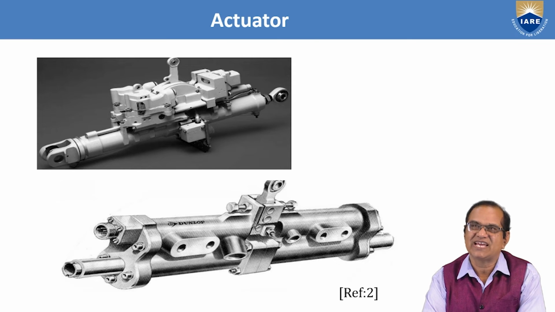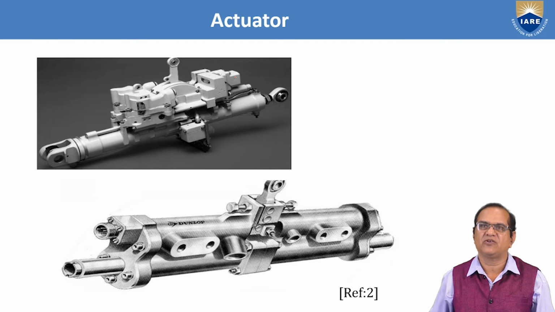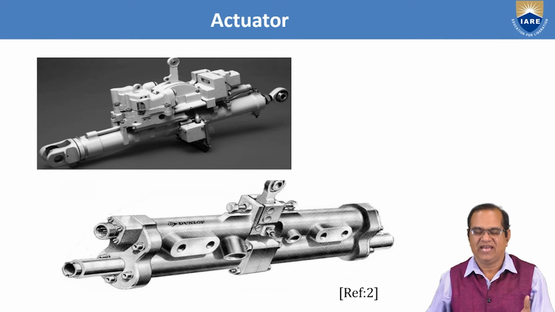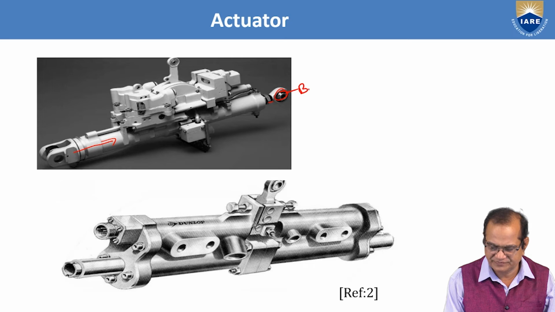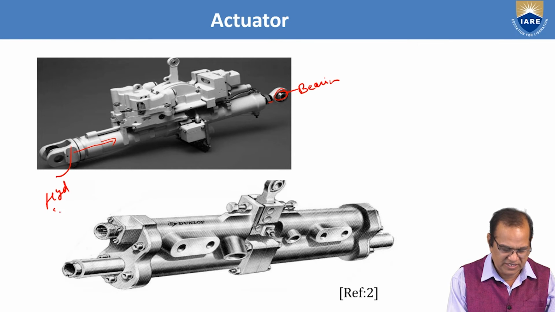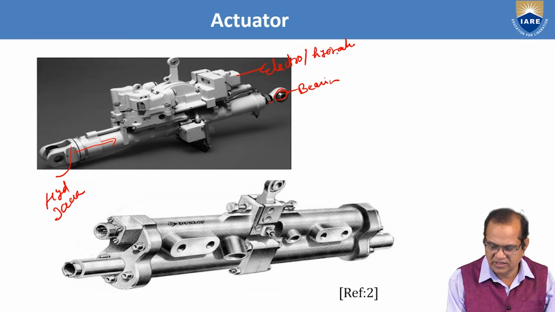A few of these actuators are shown here for your reference, and they look like this. This is only to show how they look, and these are the hydraulic parts, and they will move, and these are the bearings. This is the hydraulic jacks, and here we have the electro-hydraulic actuator system.